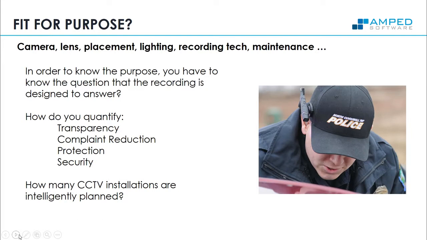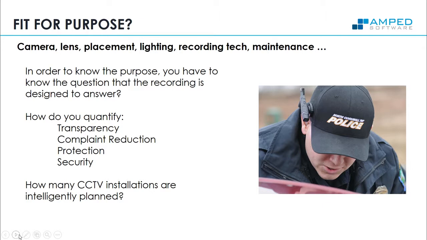Right, in order to know what the purpose is, I have to know what this system was designed to do. As a former test and validate engineer, I know that I can't quantify things like transparency or complaint reduction or protection or security. These are qualitative statements. These are not things that I can assign a number to, right?